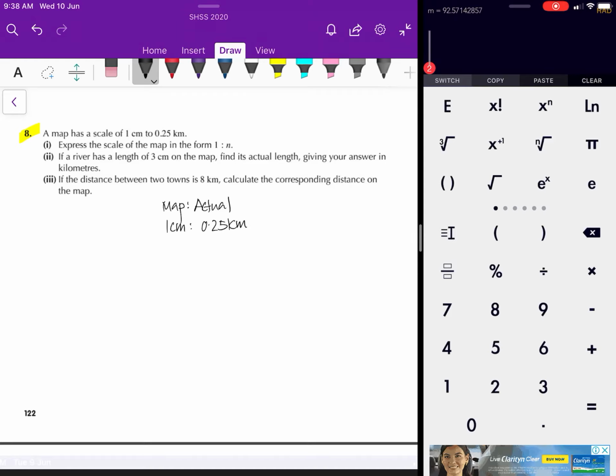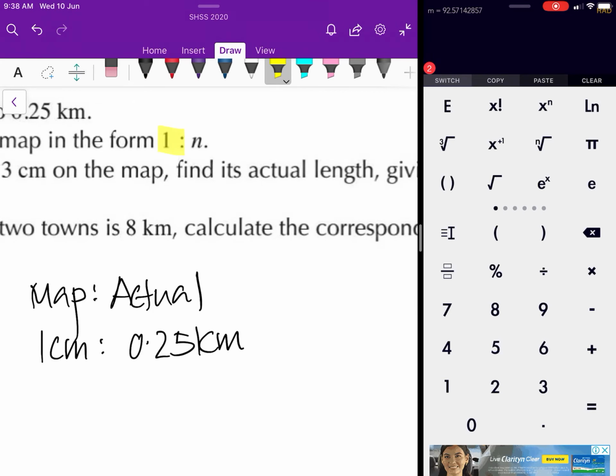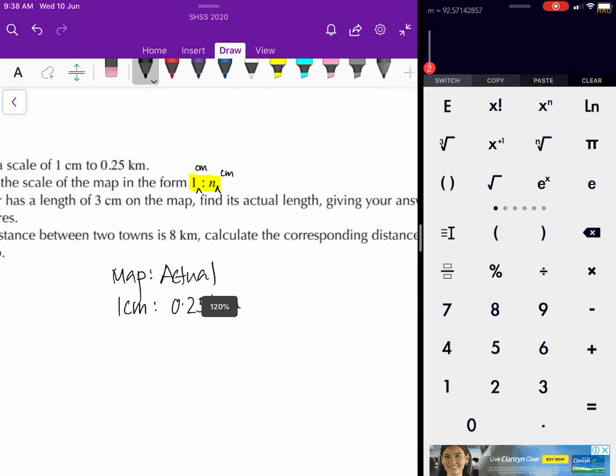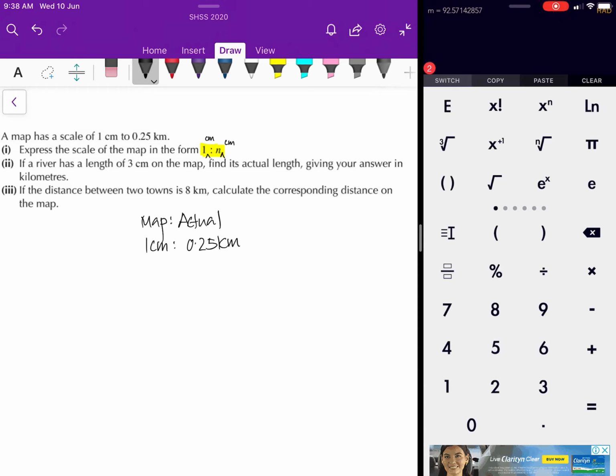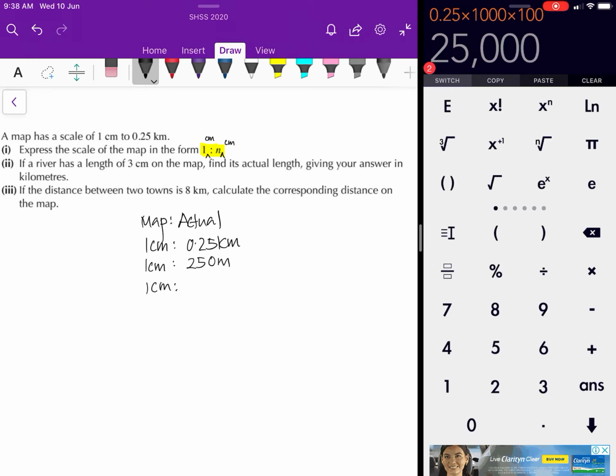Express the scale of the map in the form 1 is to n. Now if you remember, in 1 is to n, both of the units are cm. They just don't write it for you. So we got to change this to cm. Now how do we change this to cm? 1 cm is already in cm. 0.25 km, you just need to multiply by 1,000 to give you the meters. So it's 250 meters. Then you have to multiply by another 100 to give you the cm, which is 25,000 cm. Of course, remove the units, so you get 1 is to 25,000. That is the answer for part 1.